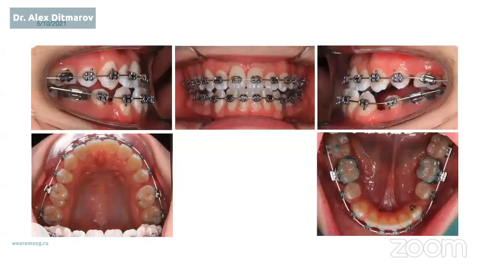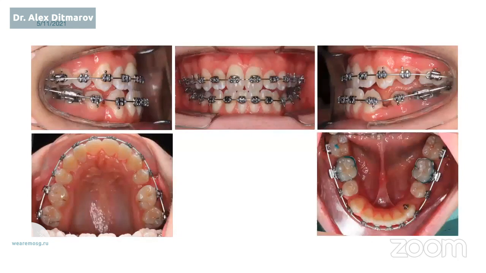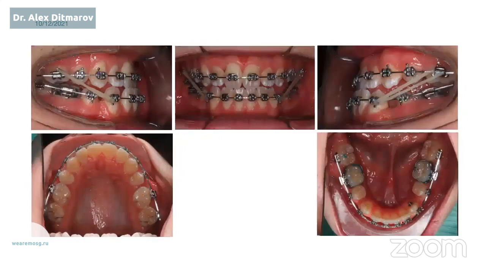I'm not that meticulous about my documentation, but probably I should be. This is the way to document all of your cases, to take pictures at each and every appointment, because this way you will know where your mistakes are, and this way you will be able to correct your mistakes later down the road. So now you can see that she used class 3 elastics.